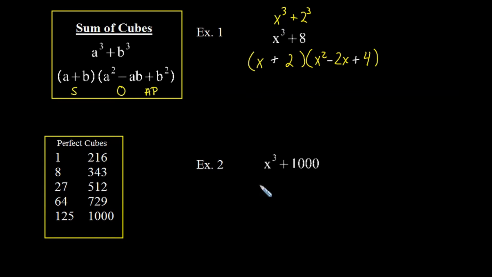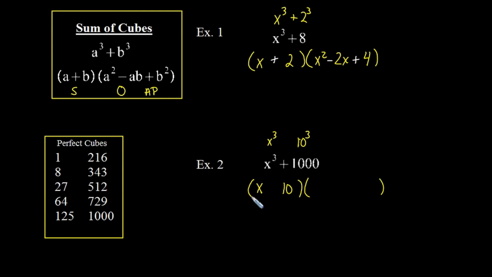So now let's take a look at another example, example 2. So we will once again think about our a value and our b value here. That's 10 cubed, and we can look over here at our perfect cubes to recognize that 1000 is a perfect cube. And then we will just begin with our binomial. The cube root of x cubed is x. The cube root of 10 cubed, or 1000, is 10.